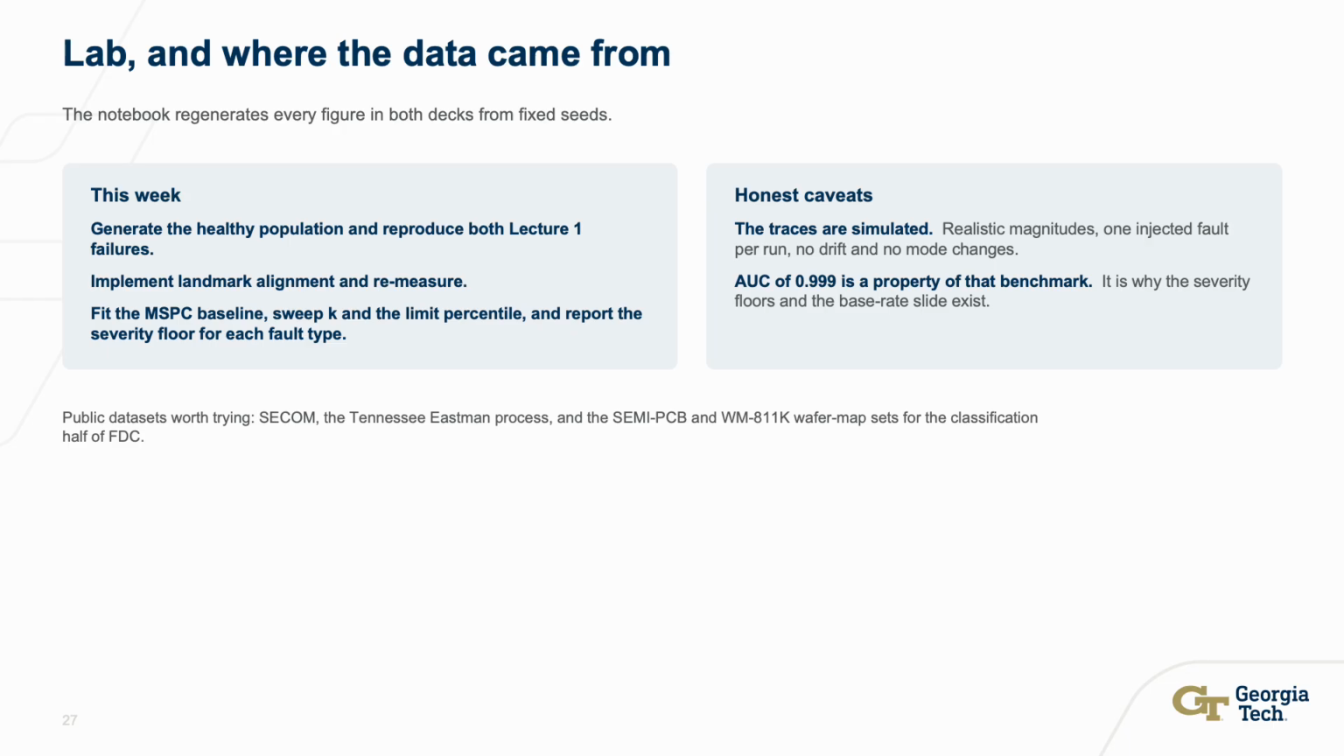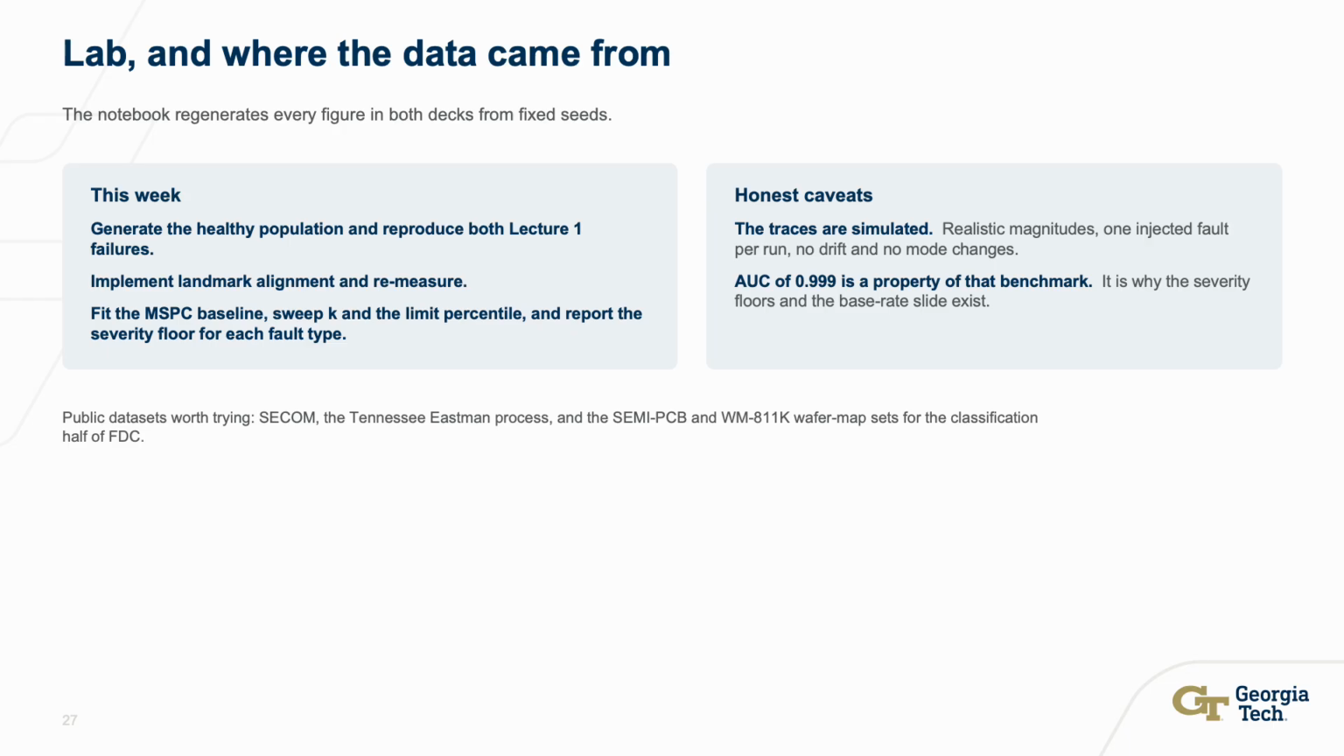Two caveats I want on the record. Traces are simulated. The magnitudes are realistic and the failure modes are real ones, but there is one injected fault per run, no drift, no mode changes. The real data is messier in all three respects, and the area under the curve of 0.999 is a property of that benchmark rather than of MSPC. It is exactly why the severity floor slide and the base rate slide exist, and why I would not put that number in a report without both of them beside it.